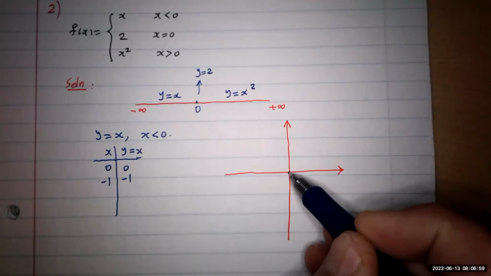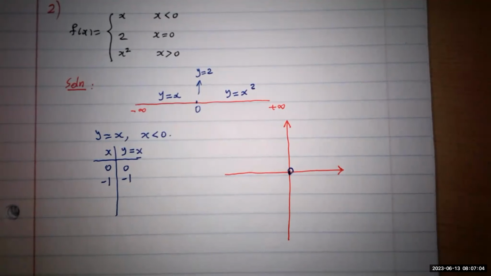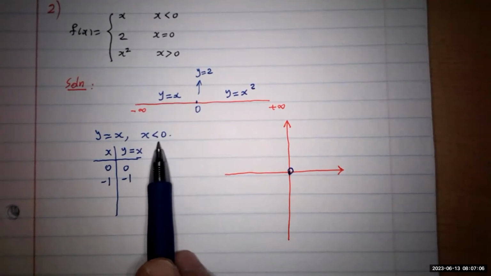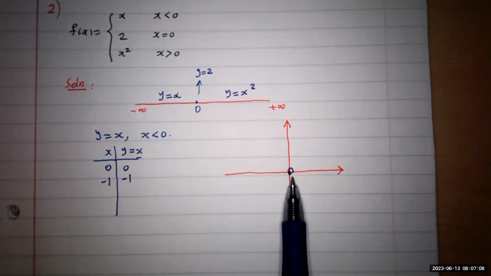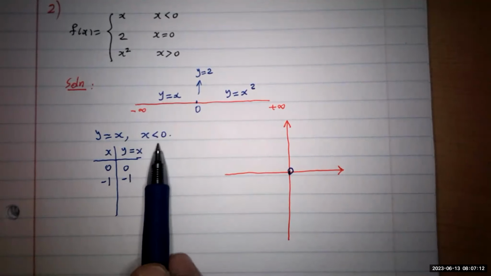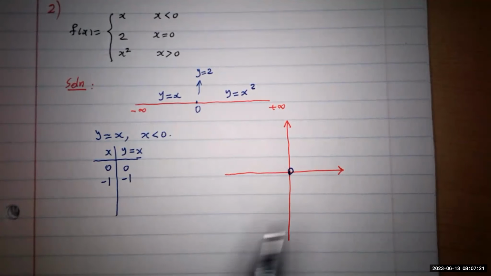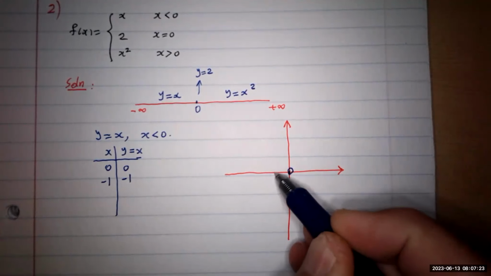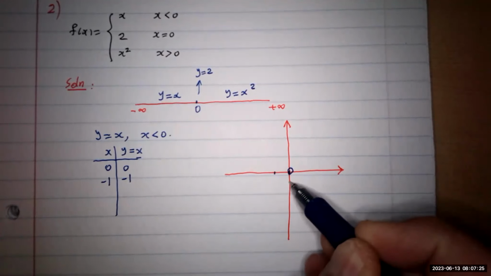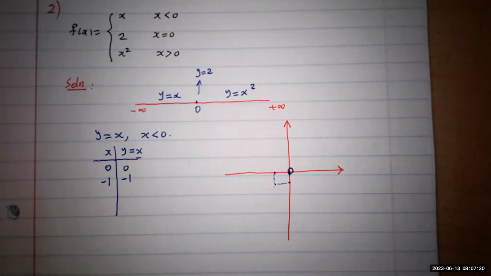So what you have to do is make a hole here. You have to check it. If it's equal to, you cover this point and make it solid. But if it's strictly less than 0, this means 0 is not on this part of the graph. Then we get the next point, negative 1, negative 1, so x equal to negative 1 and y equal to negative 1. You connect them together.